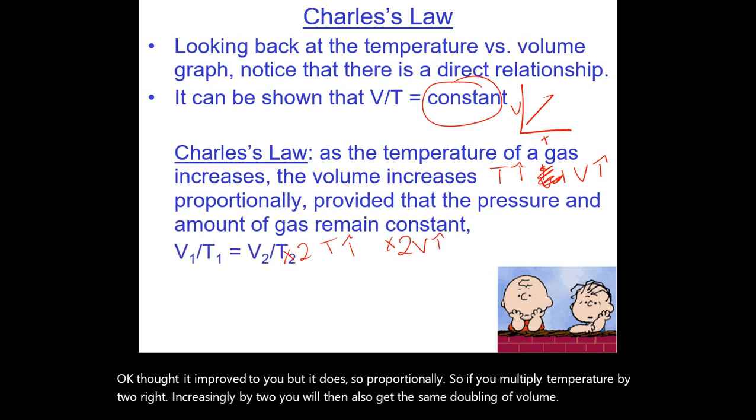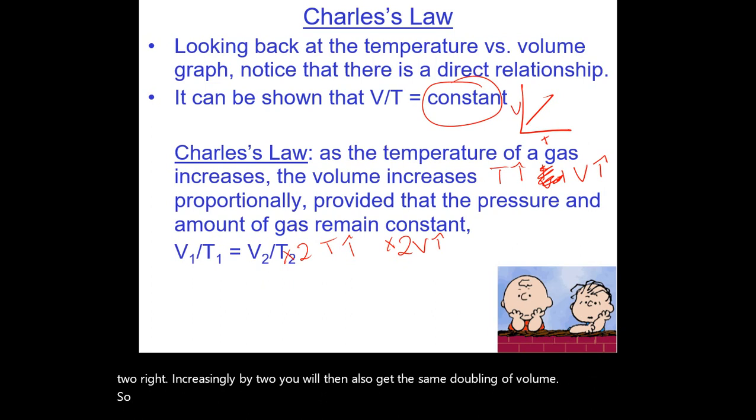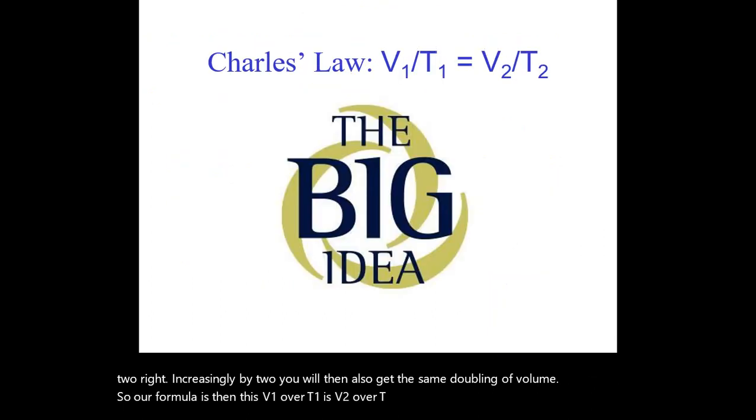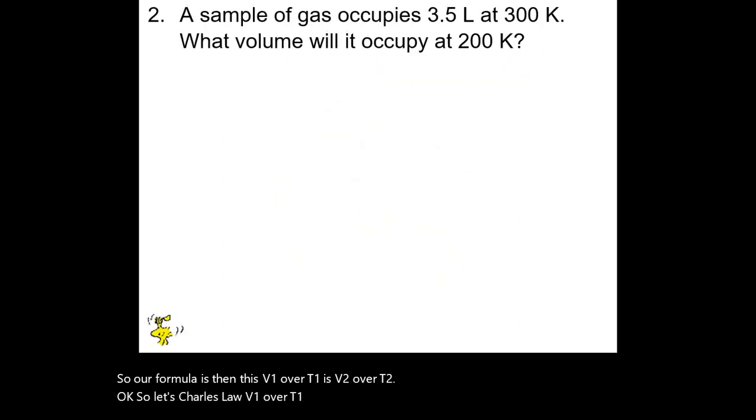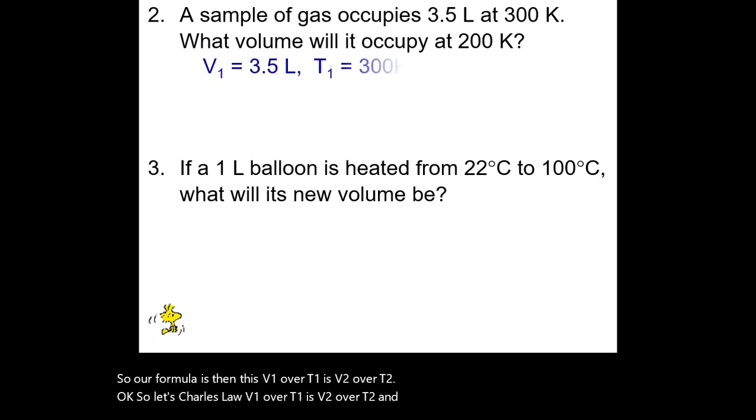Okay, so our formula is then this: V1 over T1 is V2 over T2. Okay, so that's Charles's law. V1 over T1 is V2 over T2. And of course, our first couple of examples for that.